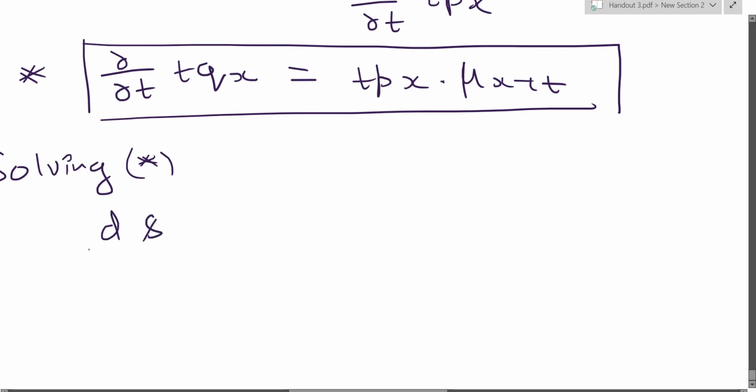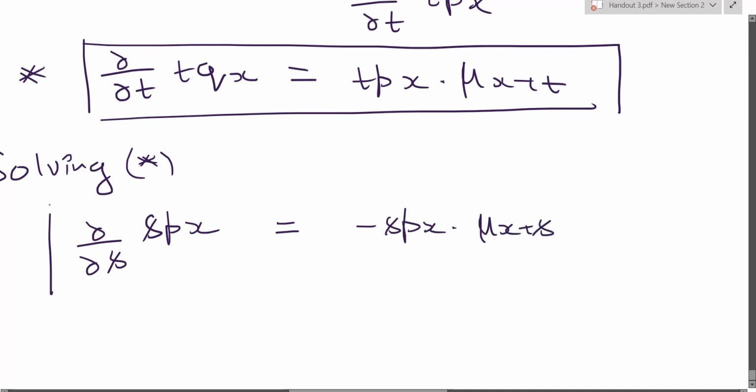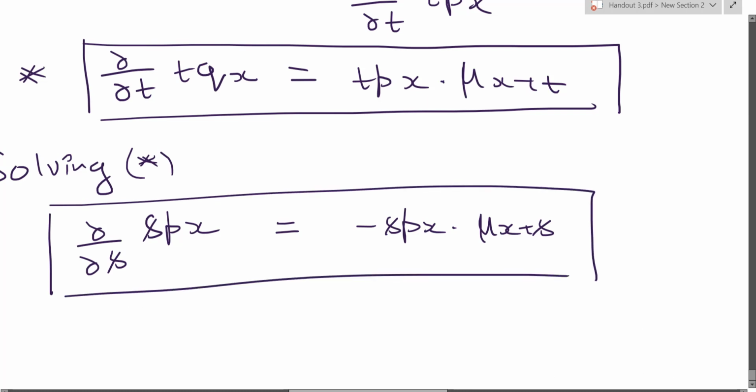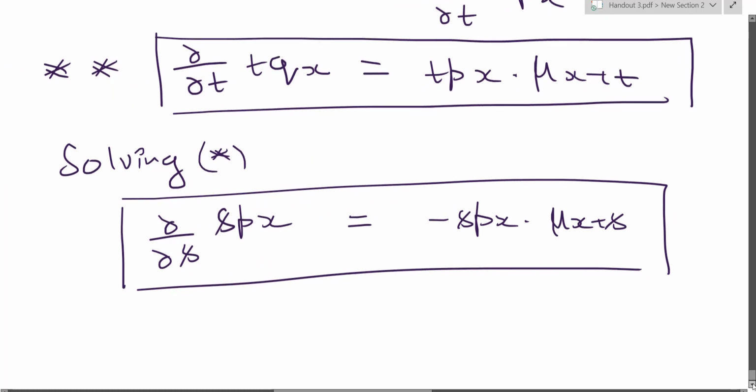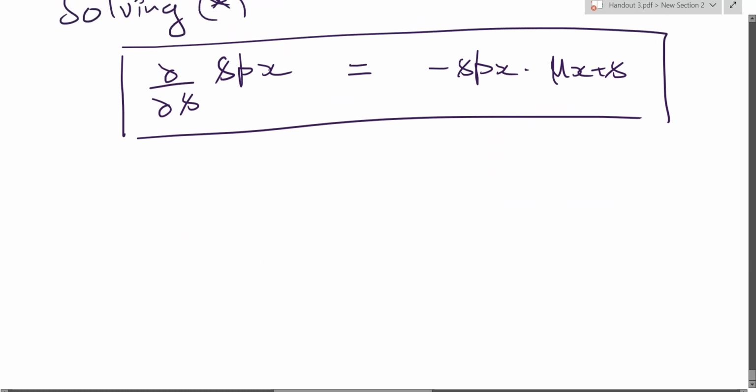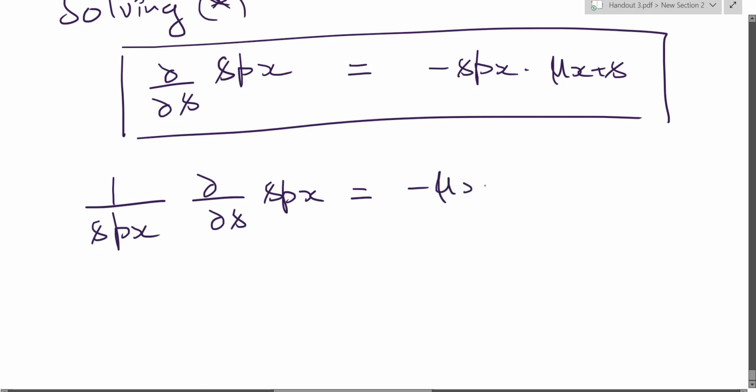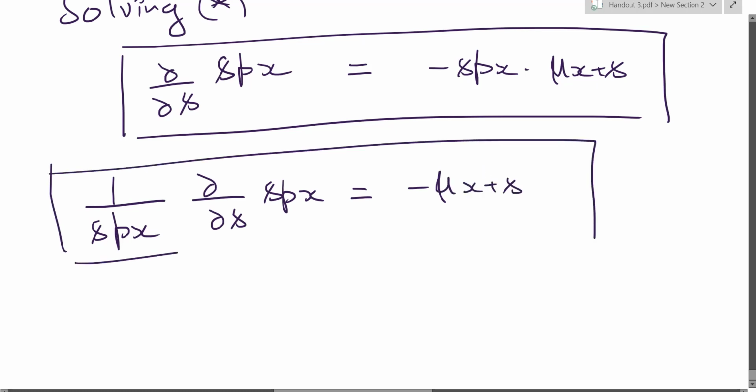So let's just say I want to calculate the derivative of, let me not write partial derivatives, these are total. So d by dt, okay, actually we are just differentiating with respect to one variable. So d by ds of sPx is equal to minus sPx mu x plus s. This was what we derived in star, right? So this is what we have. Now I'll try to integrate this to find the definition of sPx, or basically tPx, that is the survival probability. So how will I do that? Let me take this term to the left hand side in the denominator. So I can write 1 upon sPx d by ds of sPx is equal to negative mu x plus s, right? This is something that I can write. Perfect.